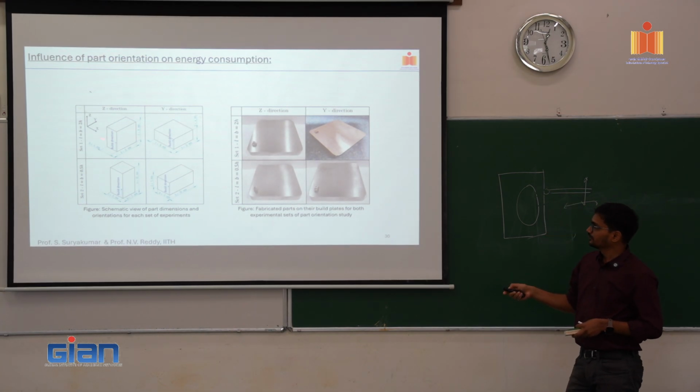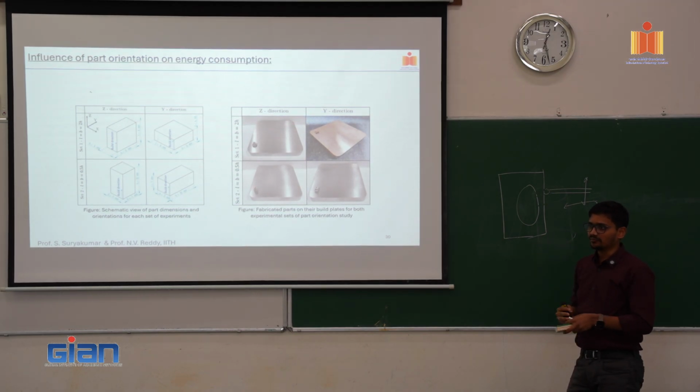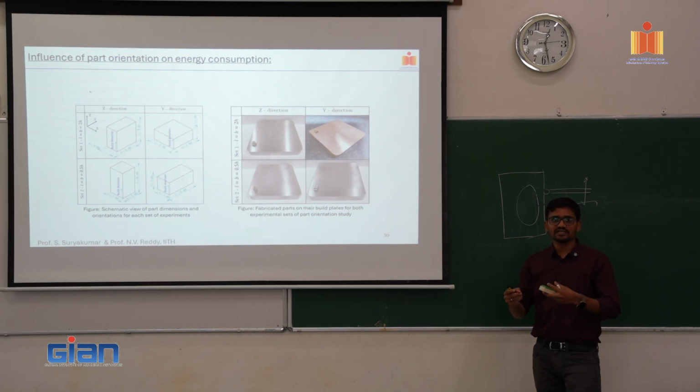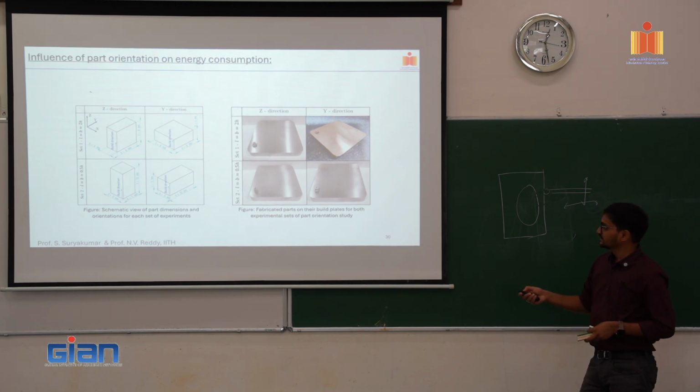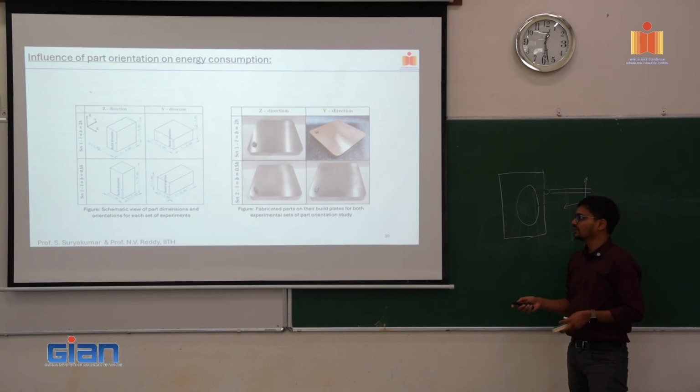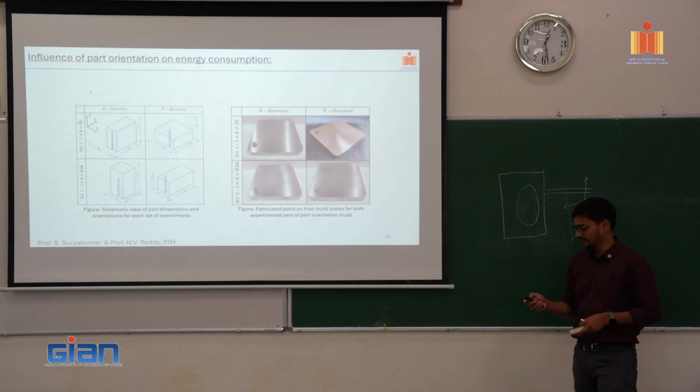Between these two, it has been found that when you increase the number of layers, the energy consumption increases. So if you want to make the same cuboid geometry, you orient it properly so that the energy consumption is less. Now this is for a very simple geometry. If you have a complicated geometry, then you need to do the calculation to find the preferred orientation. You can do orientation optimization to find the best orientation for minimizing the energy usage.